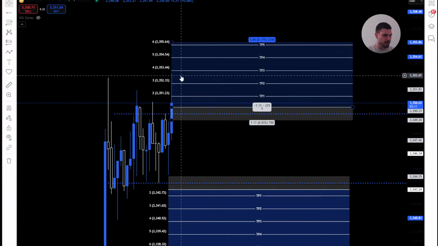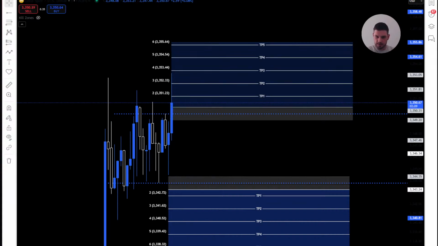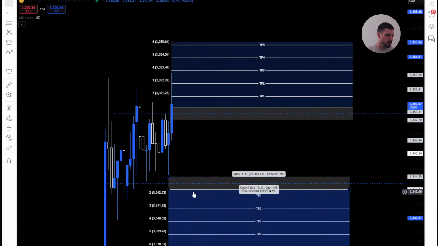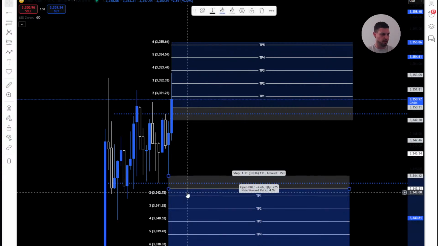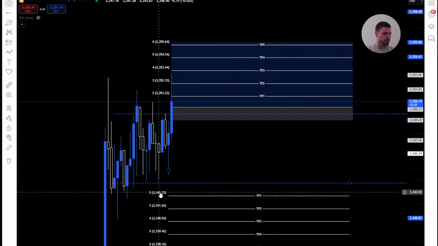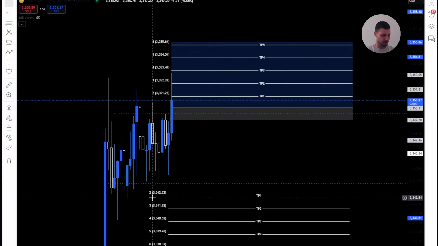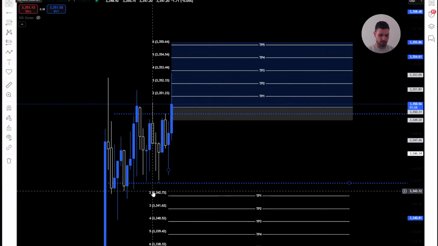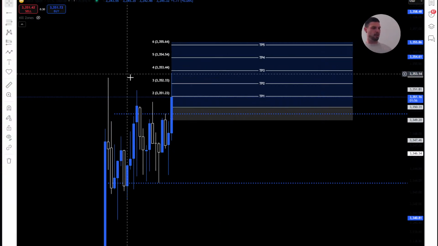So I closed my order at TP2. So now what I'm going to do is close my sell position off. So I won't hold that position open now. Actually, yeah. So that's it. So I'm out at TP2.